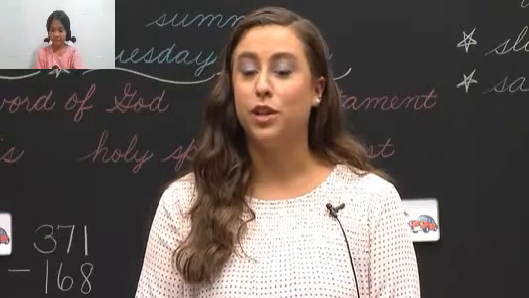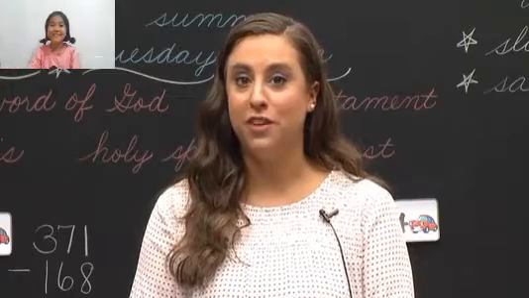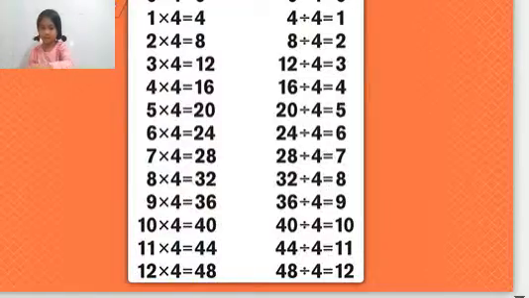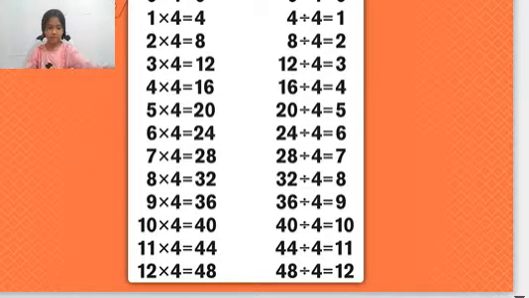Welcome to arithmetic. We're going to start with our 4 multiplication family. Girls are going to start, then boys will echo. Girls stand. 0 times 4. Together begin. 0 times 4 equals 0.